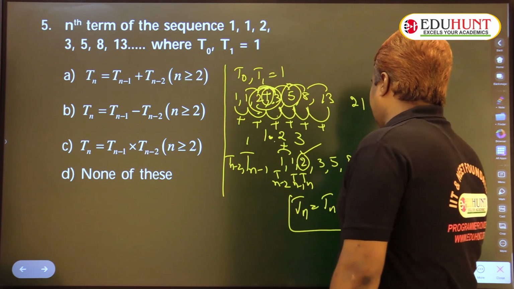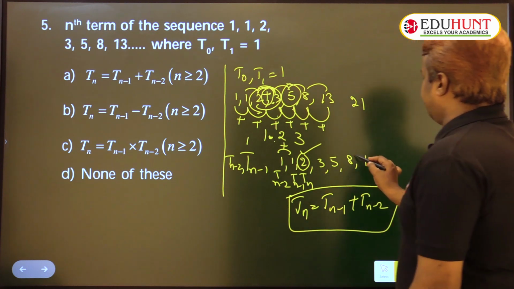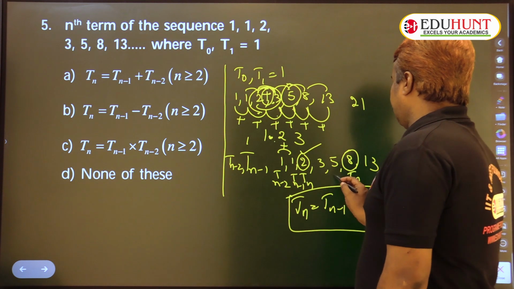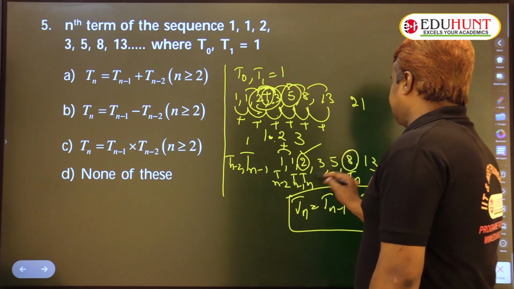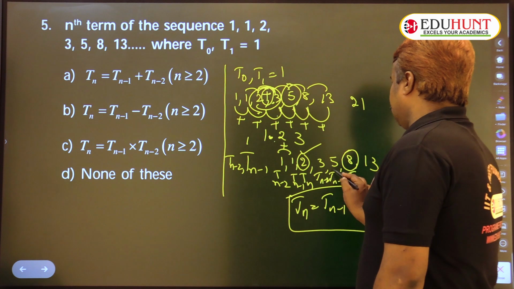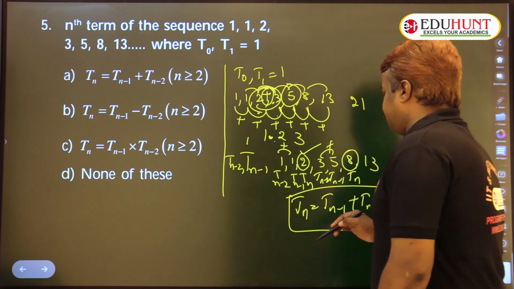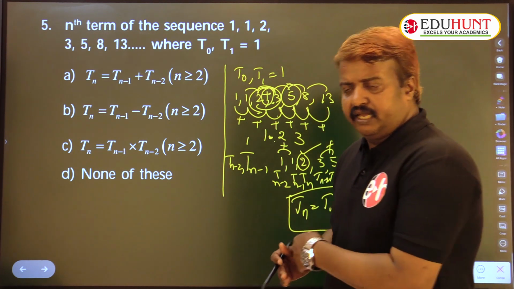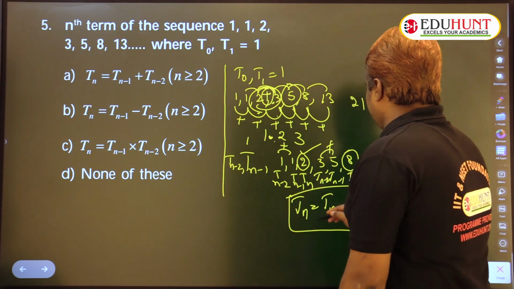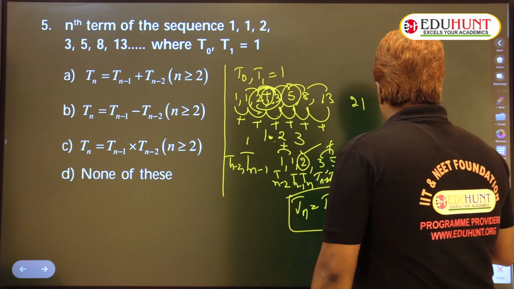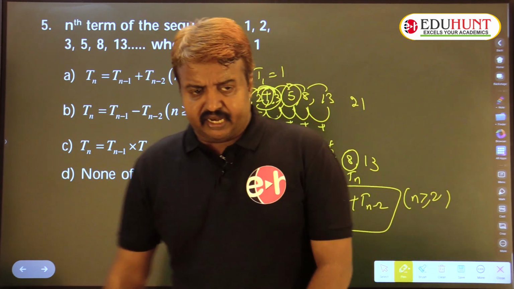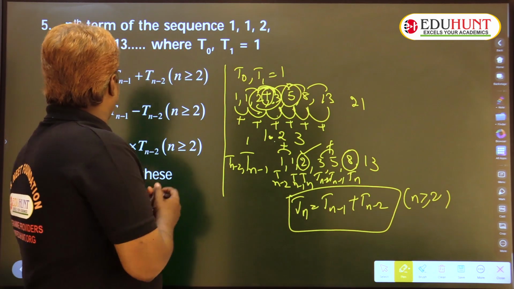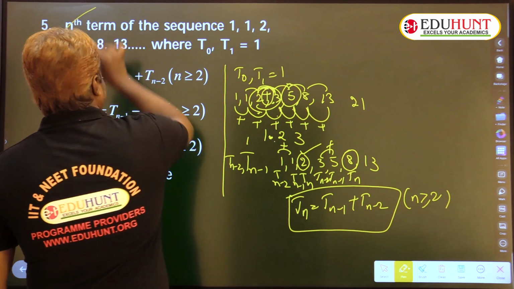So for n greater than or equal to 2, if you take 8 as Tn, the preceding term is Tn minus 1 and the one before is Tn minus 2. Add 3 plus 5 and you get 8. So Tn equals Tn minus 1 plus Tn minus 2, where n is greater than or equal to 2, children. Okay, now this is about the value of the fifth one.